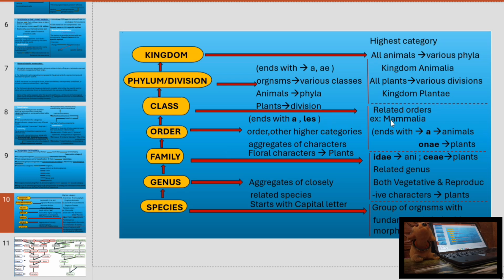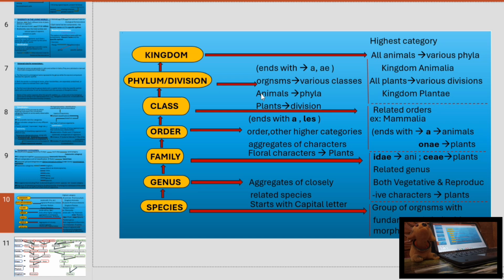Next is a class. Class is what we say an aggregation of related orders. Example, Mammalia is a class, and it ends with A for animals. As you see in Mammalia, it ends with A. And for plants, it surely ends with ONAE. And next is phylum or division. For phylum or division, the name ends with A or AE. It consists of the organisms from various classes.